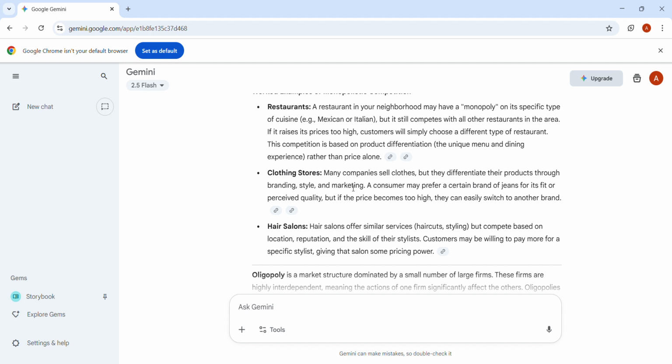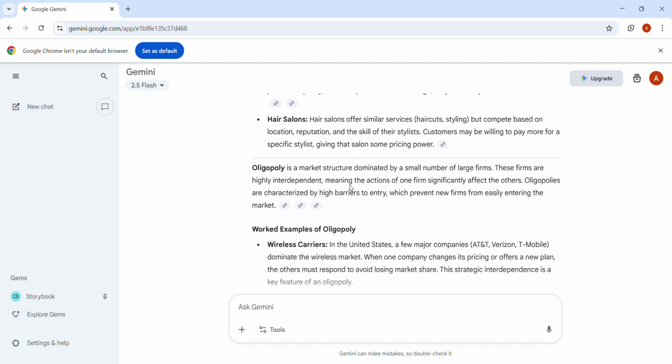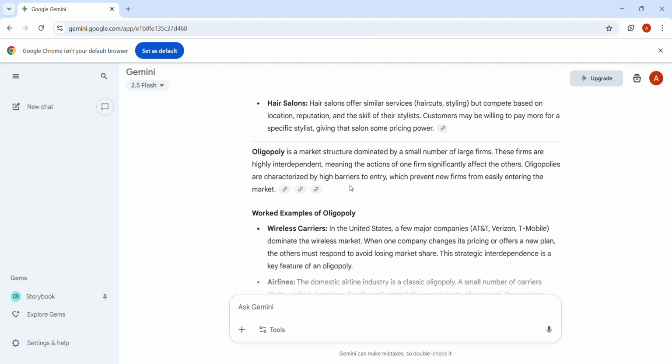Now let's go to oligopoly. Oligopoly is a market structure that is dominated by a small number of large firms. These firms are highly interdependent. Like I said, if one raises prices, people will run to the other ones, and then you have to come down. So they are interdependent. Now we look at real-world examples. I've already talked about the curves.